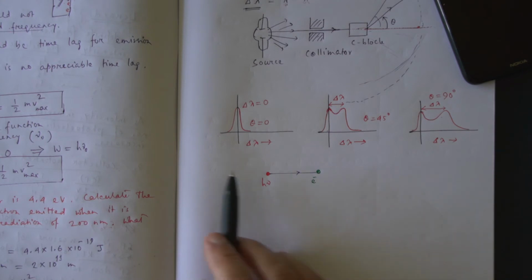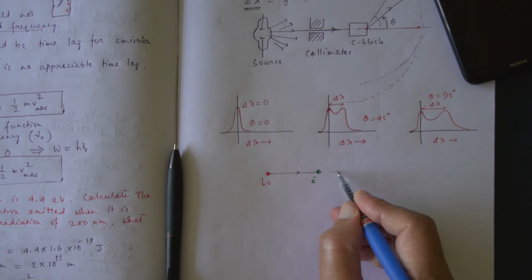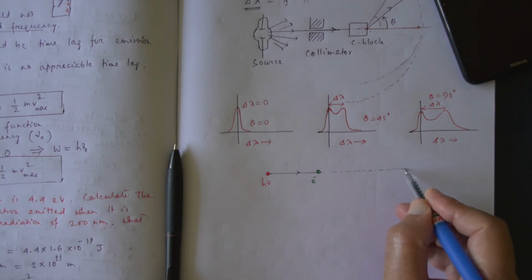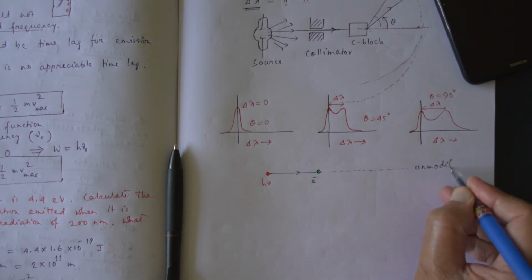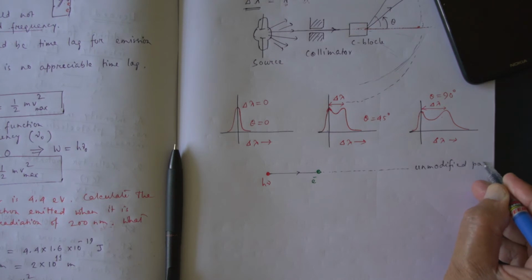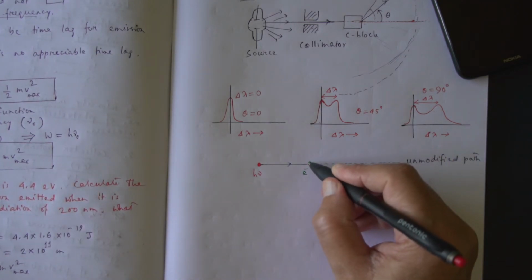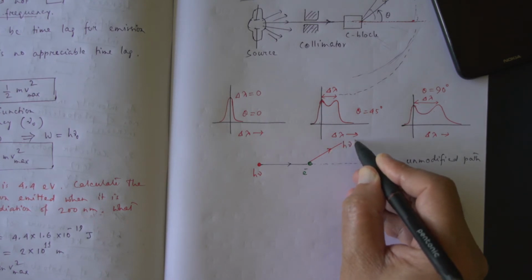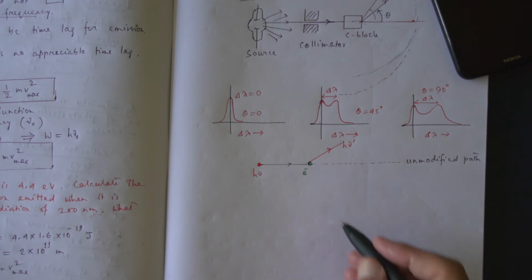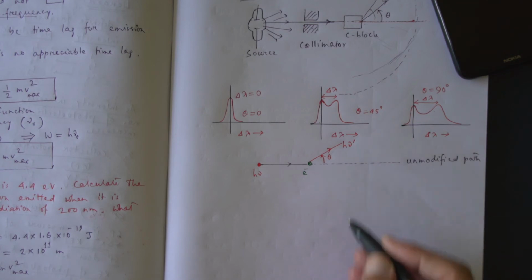Then what happens? This is the original or unmodified part. Now say after collision the photon moves in this direction. Say the scattered photon has energy h nu dash, and this is the angle theta.